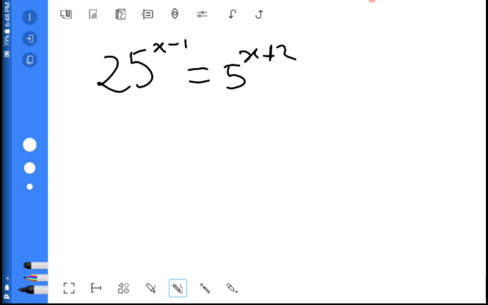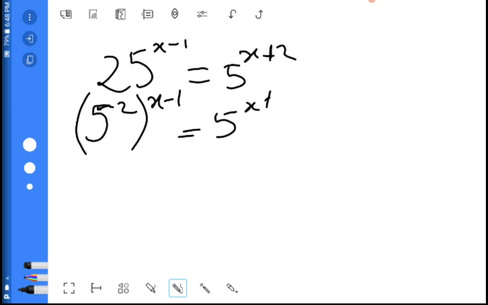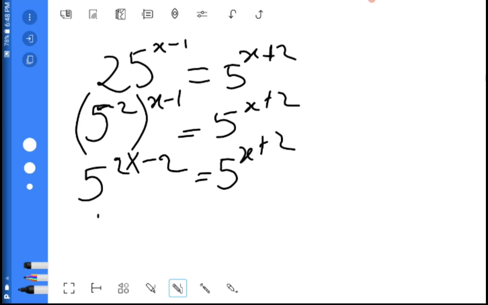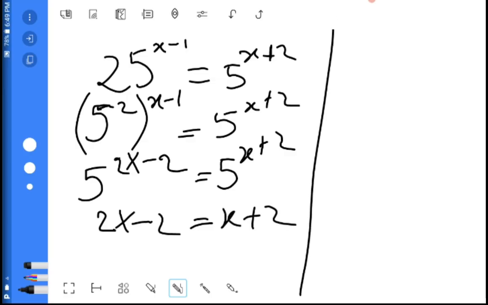The first thing is express 25 as a base of 5 raised to a certain power. That means you know that 25 is 5 squared. Then all this now times x minus 1, it being equal to 5 to the power x plus 2. We continue. This is the same as 5 raised to the power 2 times x is 2x, then minus 2 times 1 is 2, being equal to 5 raised to the power x plus 2. What does it mean? It means that 2x minus 2 is equal to x plus 2. That is the equation you are now solving.